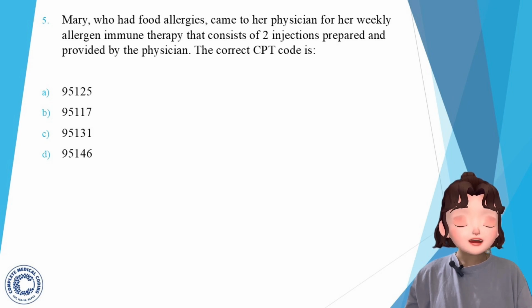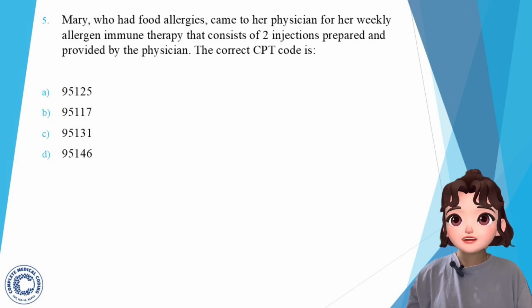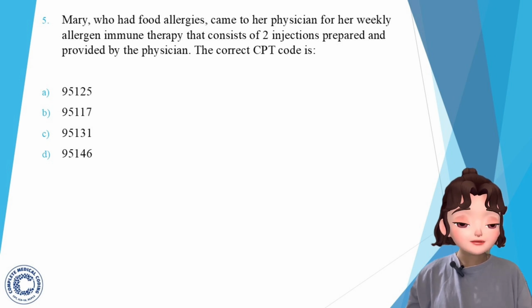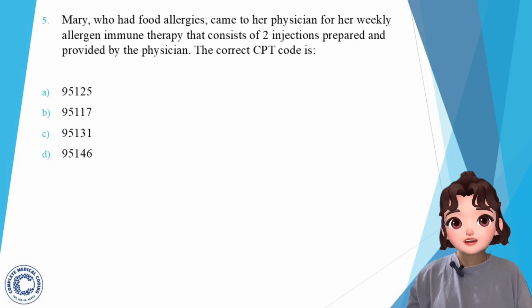What is 95125? Professional services for allergen immunotherapy in the office or institution of the prescribing physician or other qualified healthcare professional, including provision of allergenic extract, 2 or more injections. So the code 95125 is for 2 or more injections. Yes, in our question it is 2 injections. So you have to code that one. What is the second code? 95117. Professional services for allergen immunotherapy, not including provision of allergenic extracts, 2 or more injections.